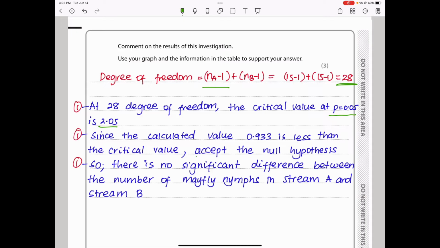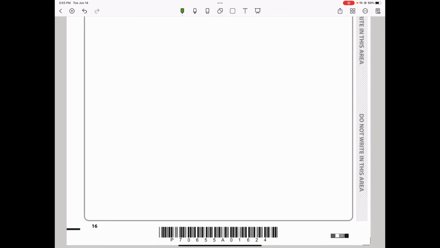This is very important, knowing when to reject and when to accept the null hypothesis. And then lastly, remember they're asking you to comment. I said, so there is no significant difference between the number of mayfly in stream A and stream B. So they are not related. That is how you conclude on this result.